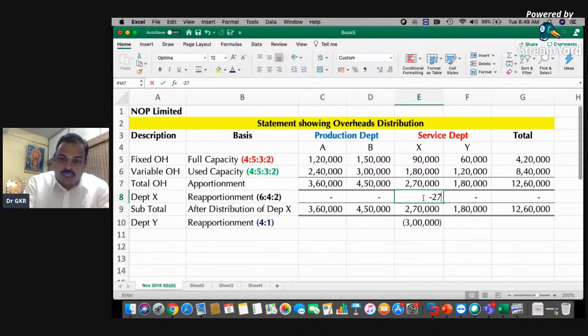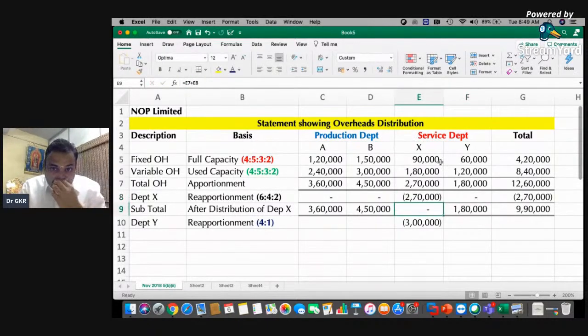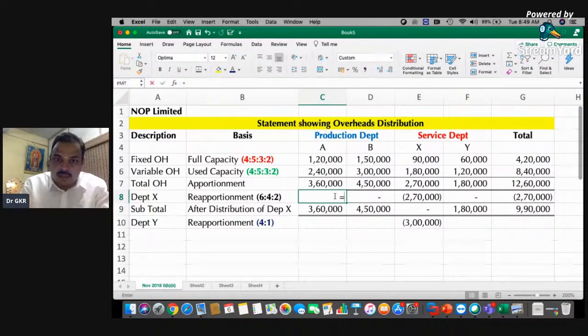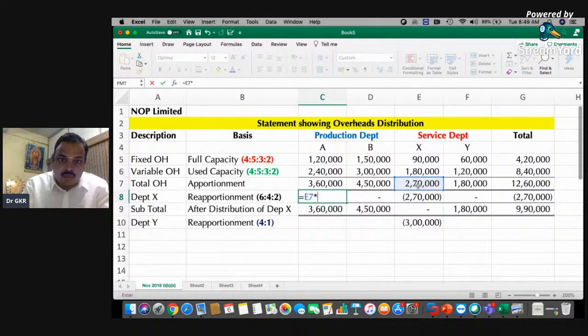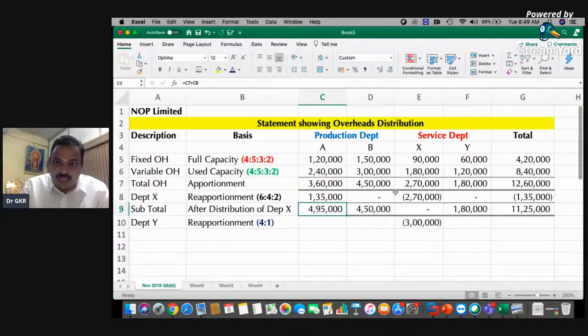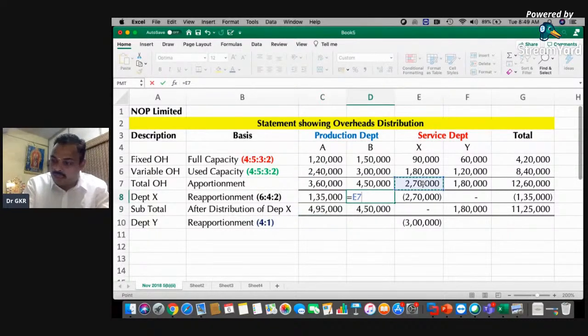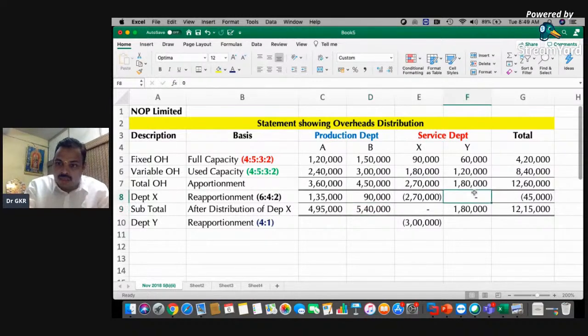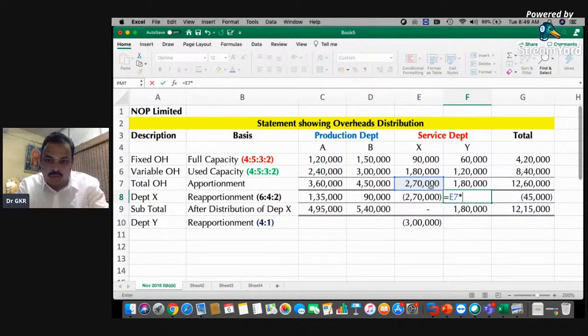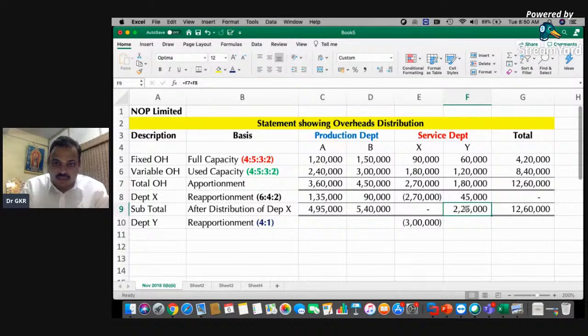So I will distribute 2,70,000. Why? Because in 3:2, 3 is X and Y is 2, and I have put it as X, Y and X. So you have to be very careful. So here 2,70,000 into 6 by 12, which is 1,35,000. Similarly, 2,70,000 into 4 by 12, which is 90,000. Similarly, Y is 2,70,000 into 2 by 12, which is 45,000.